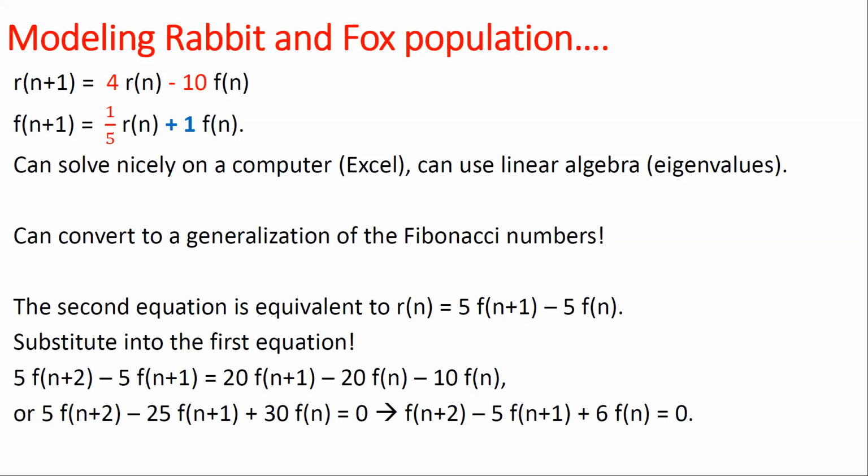Now I just do some simplifications. So I get 5F_{n+2} minus 25F_{n+1} plus 30F_n equals 0. This is screaming at you to divide by 5 to make the numbers a little bit nicer. So we get F_{n+2} minus 5F_{n+1} plus 6F_n equals 0. This should remind you of the Fibonacci equation we had. For the Fibonacci numbers, we had F_{n+2} minus F_{n+1} minus F_n equals 0. That's equivalent to F_{n+1} equals F_n plus F_{n-1}, just shifting the indices around. The difference now is instead of having constants of 1 and 1, we have constants of 5 and 6.